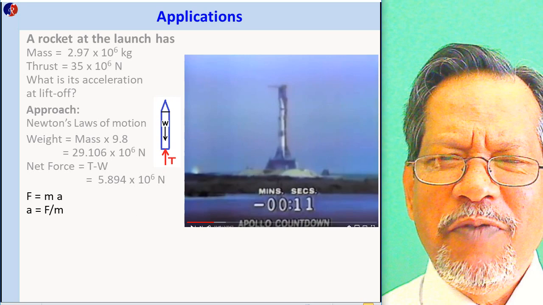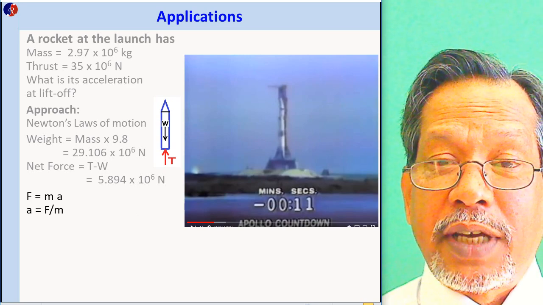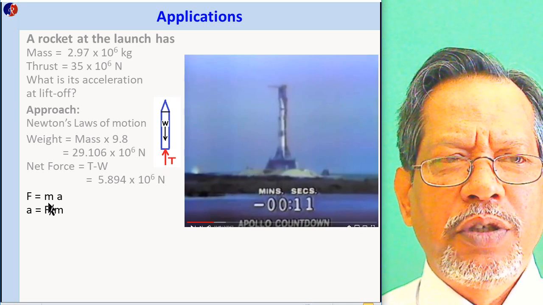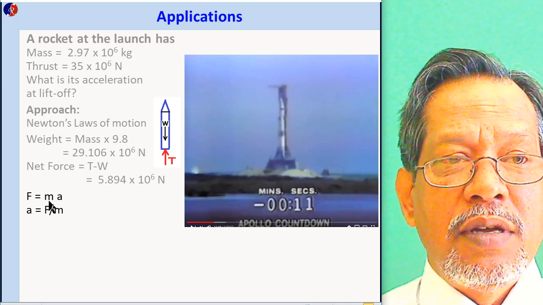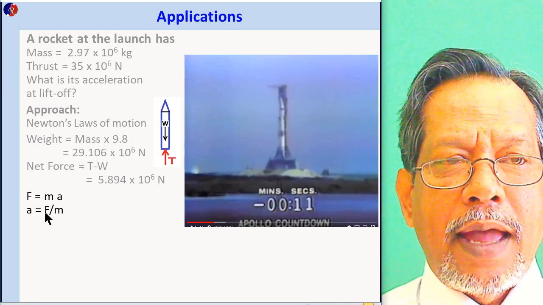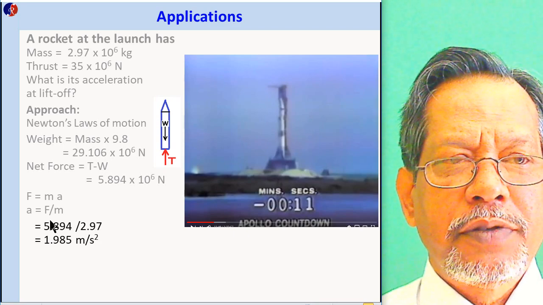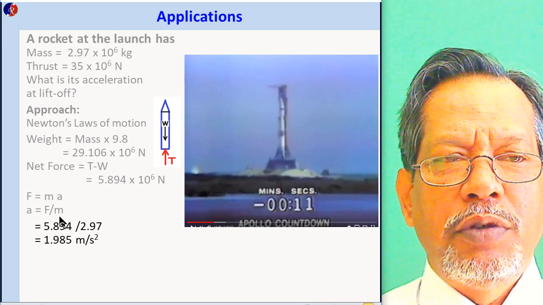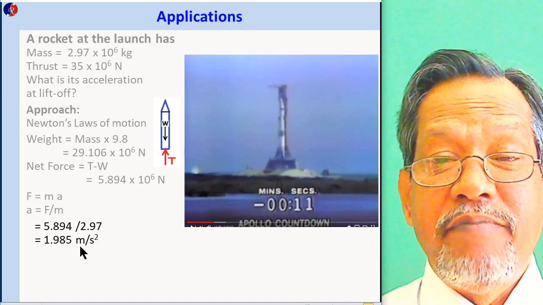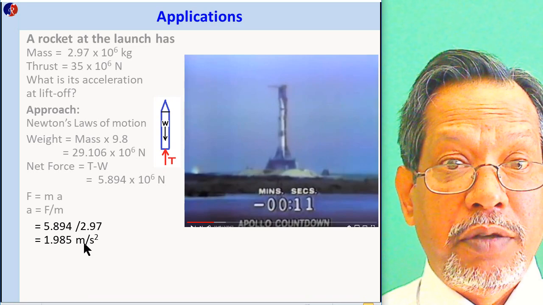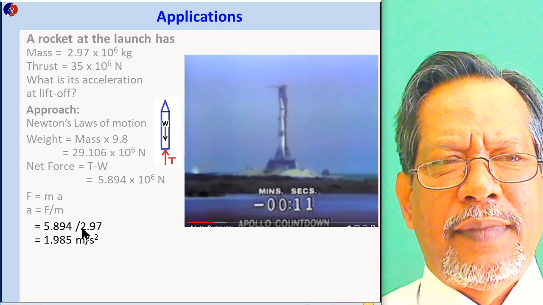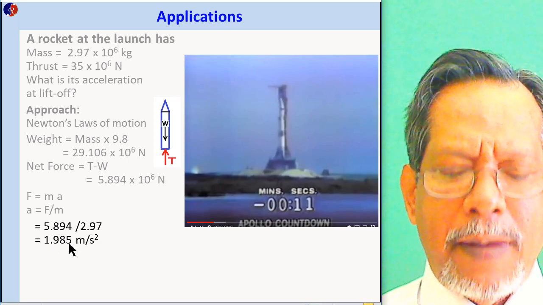So acceleration, how would you get it? Newton's second law of motion relates force and acceleration. Now you have net force. F equals ma. A is the acceleration, m is the mass. So I can get a by dividing both sides by m. F divided by m is acceleration. I plug in the values. The net force upwards divided by the mass, and I get 1.985 meters per second squared. It is important to write the unit correctly. So about 2 meters per second squared. That's the acceleration. Very slow. When it lifts off, very slowly.